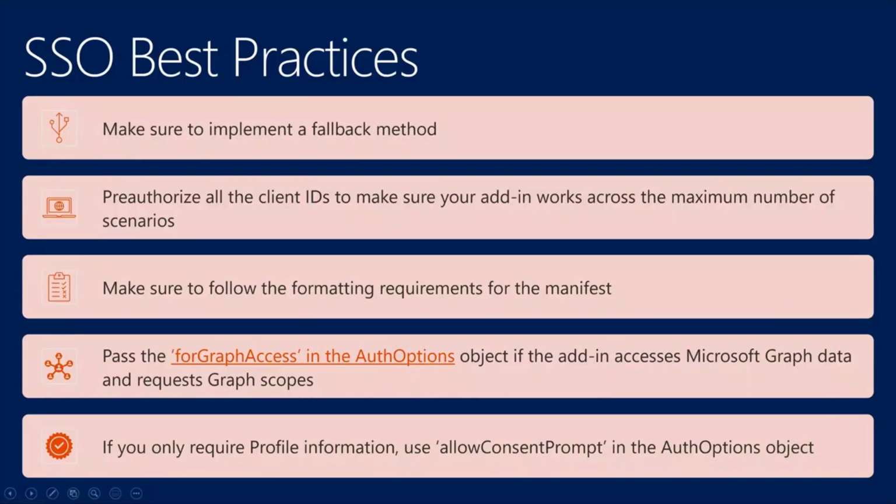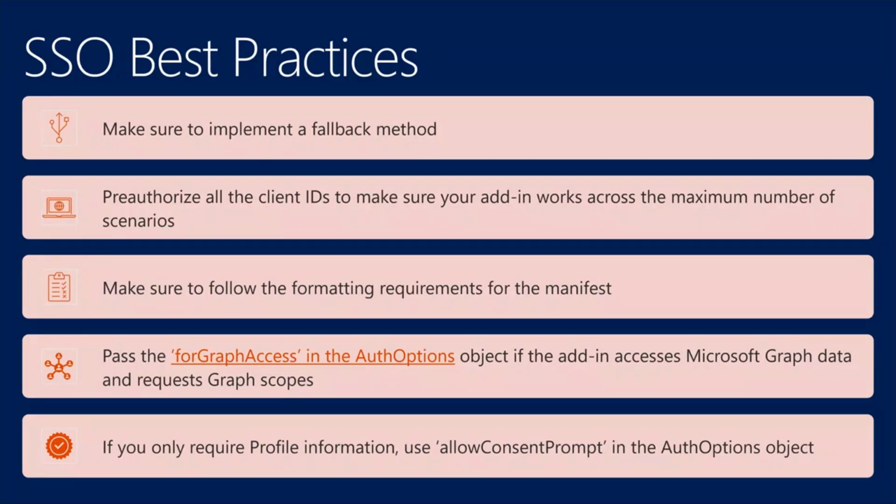So just a couple of best practices. Make sure to implement that fallback method. If you don't, you won't let users be able to sign in, and that's not a great experience. There are client IDs you have to pre-authorize so that the Office host can do the call on behalf of the user and talk to your service. So you do have to pre-authorize that, and the list again is in our documentation.